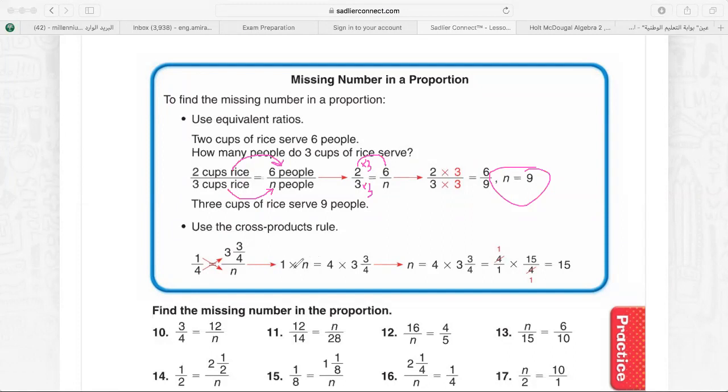So 1 multiplied by n is equal to 4 multiplied by 3 and 3/4. I cannot multiply a mixed number, so I have to change it to an improper fraction. How am I going to change it? By multiplying 3 and 4 and adding 3. So 3 multiplied by 4 is 12, plus 3 is 15. So this number will be 15 over 4.